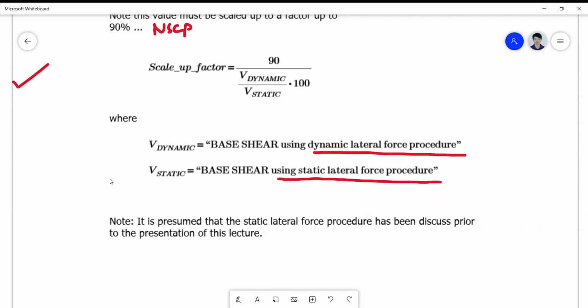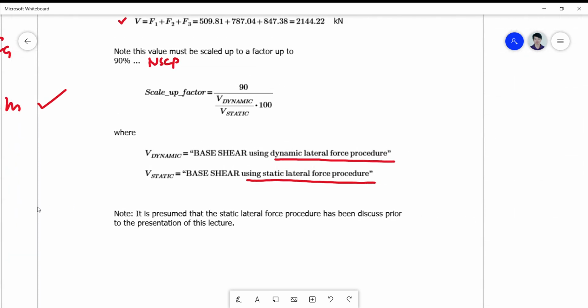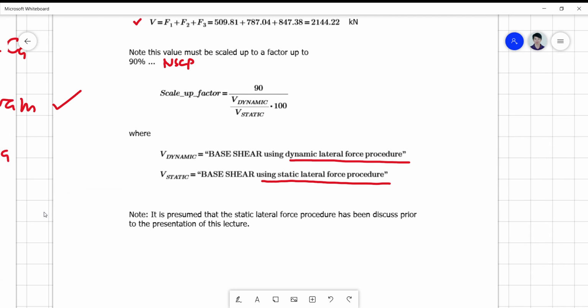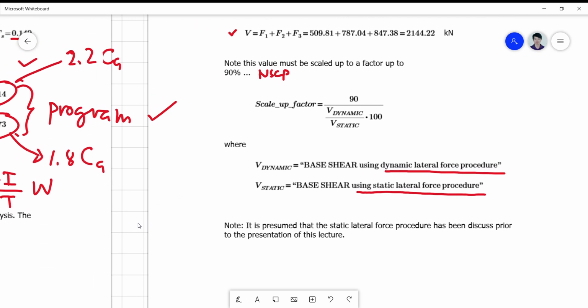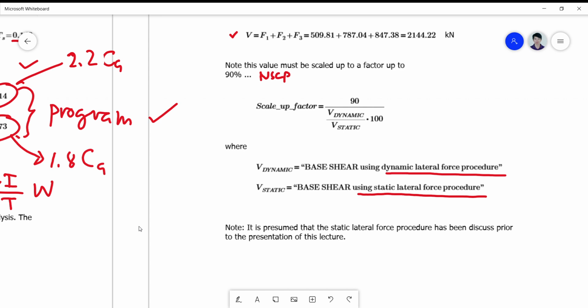So this is an NSCP requirement that the dynamic forces must be scaled up to a factor of 90%, and the scale up factor is computed by the formula 90 over V dynamic over V static times 100, where V dynamic is the base shear using dynamic lateral force procedure, and V static is the base shear using the static lateral force procedure. So note that it is presumed that the static lateral force procedure has been discussed prior to this lecture, which I already discussed in the video prior to this one. Okay, so thank you, and if there are questions, you may raise your queries.